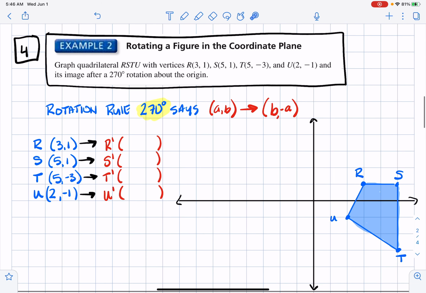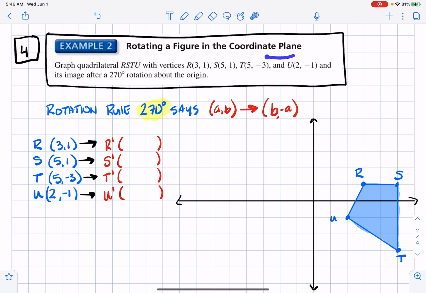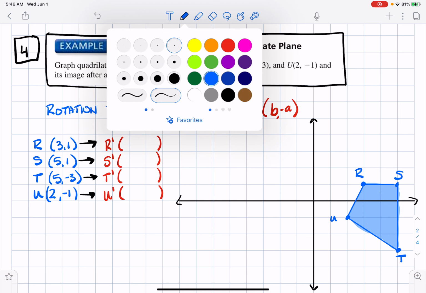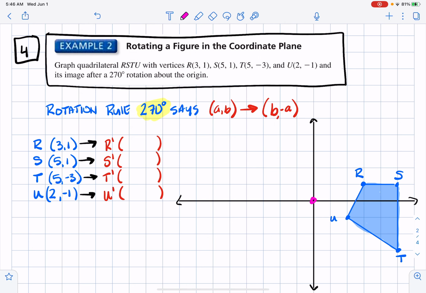Okay, so box 4 here is rotating a figure in the coordinate plane. So let's use some of those rules again. It says graph quadrilateral RSTU with the given vertices that we already have here for you, and then graph the image at a 270 degree rotation about the origin. Okay, so I already have the pre-image for you, and it's my quadrilateral RSTU over there. The other thing that we need to put on here is the origin. So remember, the origin goes at the center. And remember the rule for 270 says take every (A, B) and turn it into (B, negative A). So let's do that together.